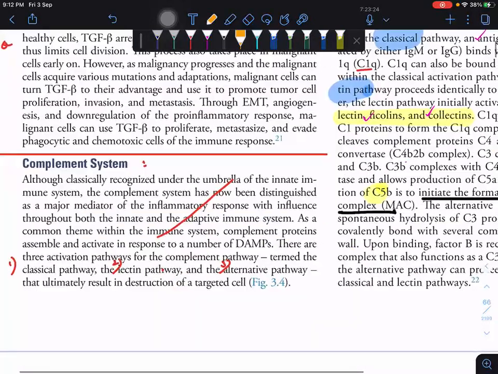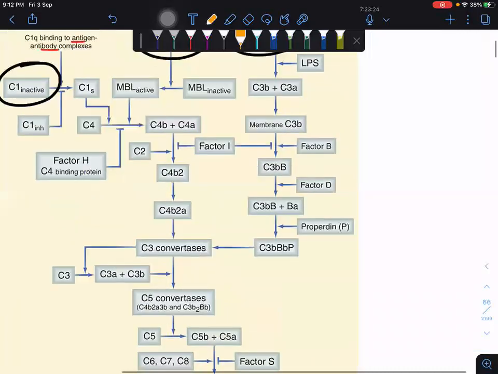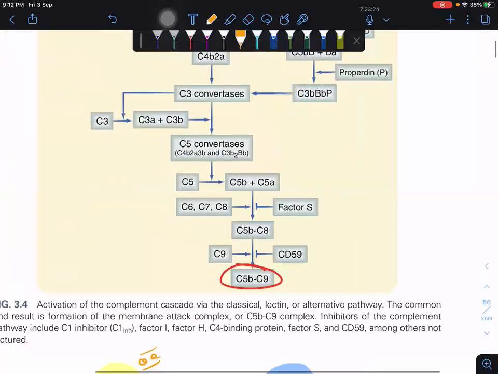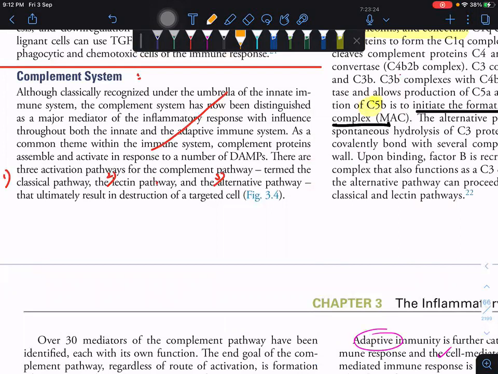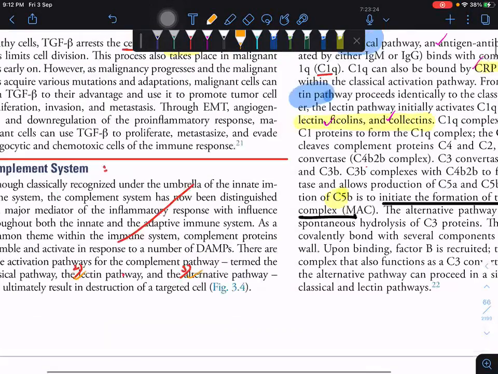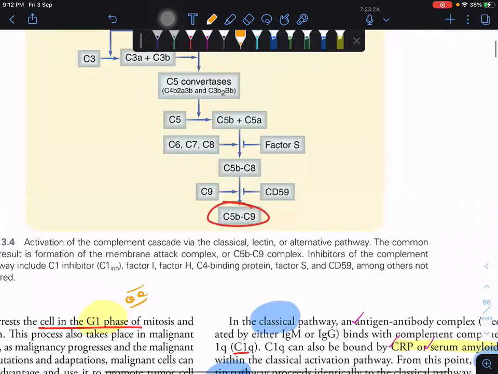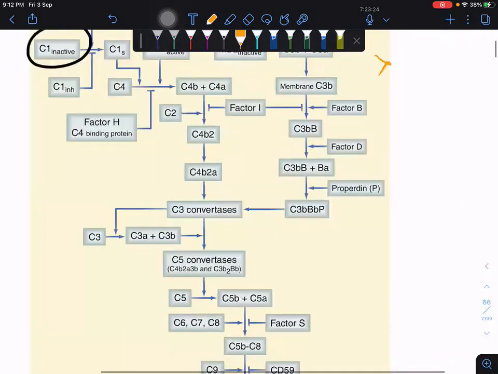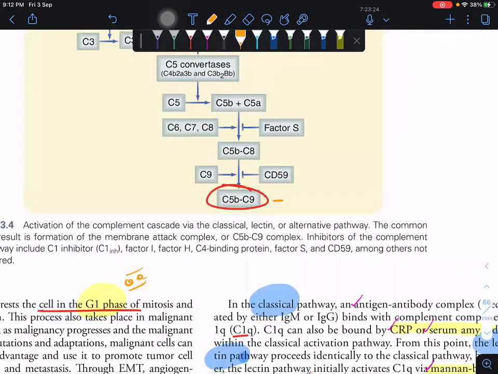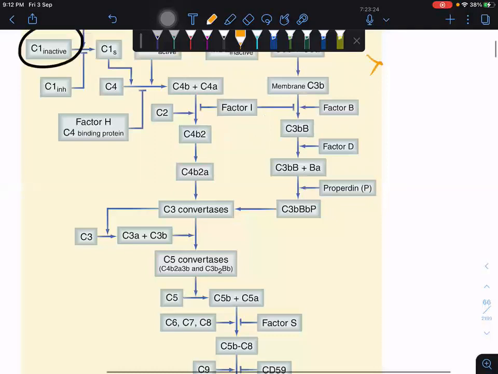Next one, the complement system. I think no need to read everything like UG. This main concept is important. Number one, the complement system will activate with three pathways: classic pathway, lectin pathway, and alternative pathway. Finally, it will lead to activation of many complements. Finally, C5b-C9 is the membrane attack complex, MAC. If it is formed, the cell will be destroyed. The pathogen will be destroyed.